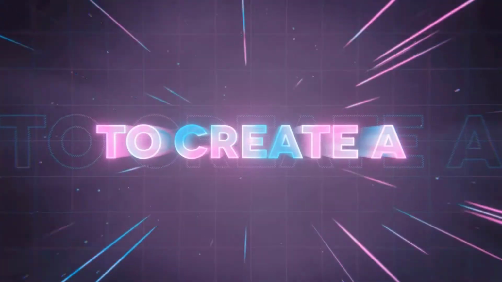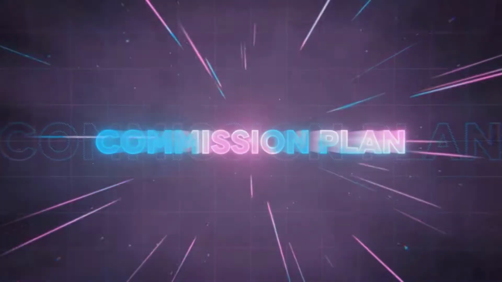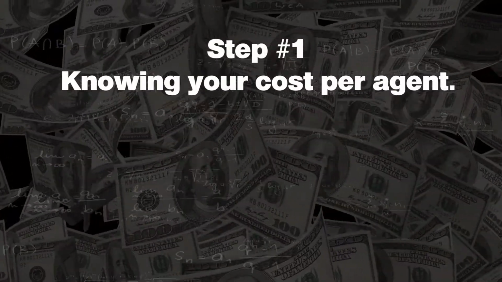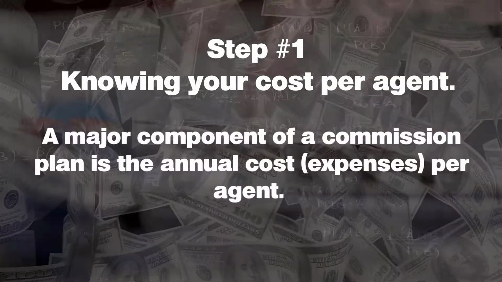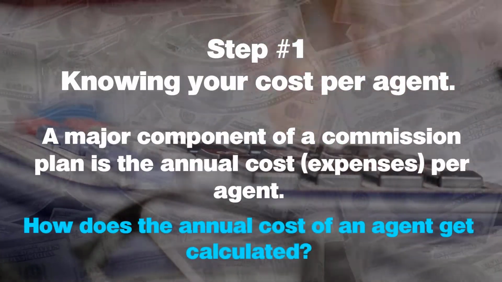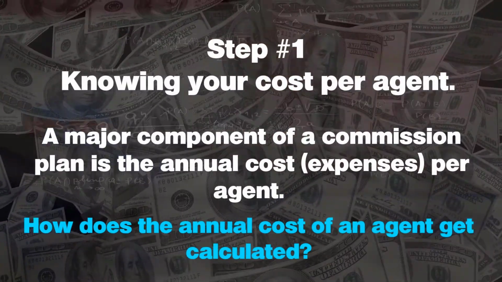The steps required to create a commission plan. Step number 1. Knowing your cost per agent. A major component of a commission plan is the annual cost per agent. How does the annual cost of an agent get calculated?